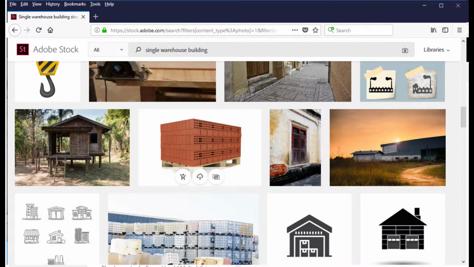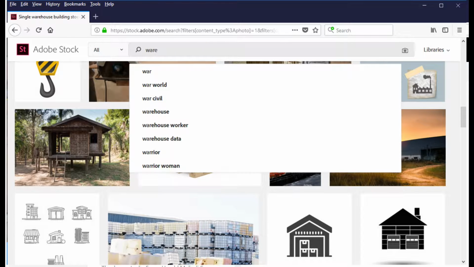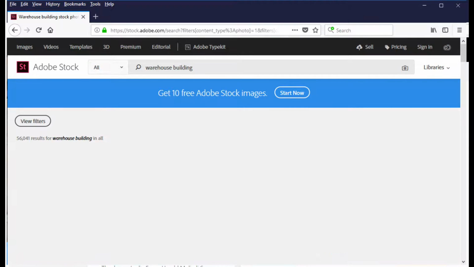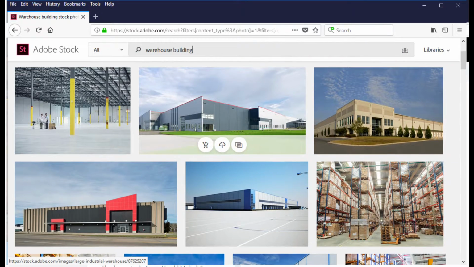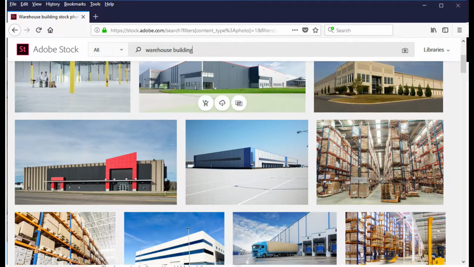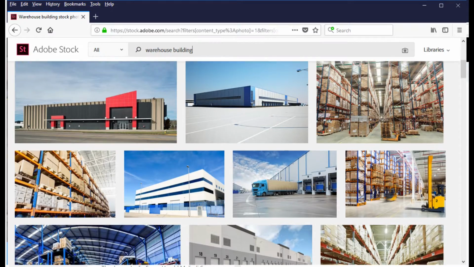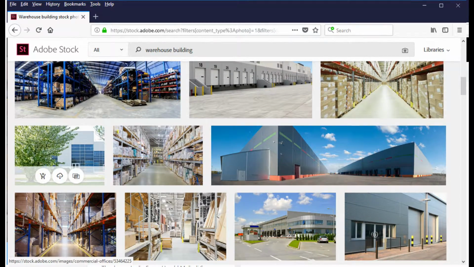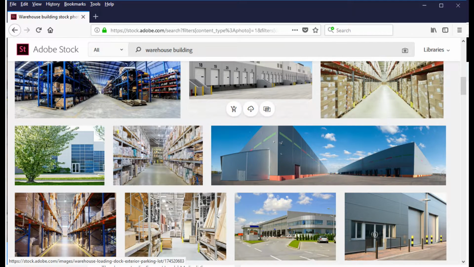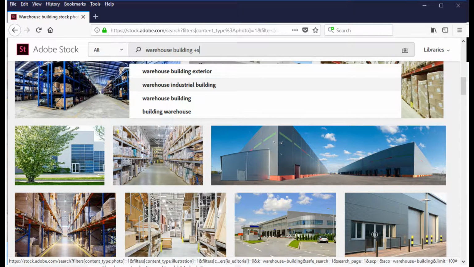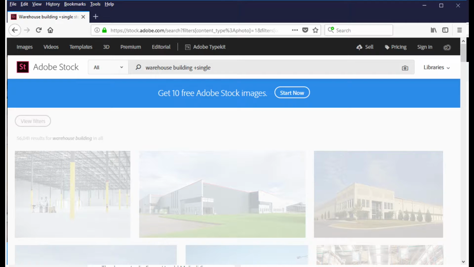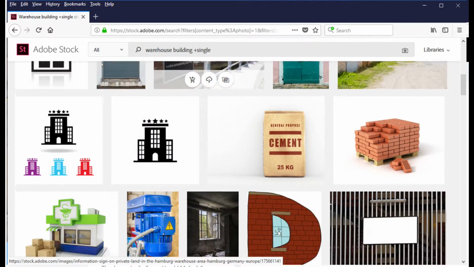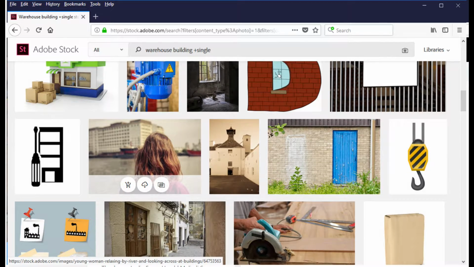And then we did the other search of warehouse building. And now we're seeing all photos of warehouses, probably closer to what you were looking for. Closer, but now if you could say warehouse building plus single, let's see if that works. And now it is coming up with a few more, I think.